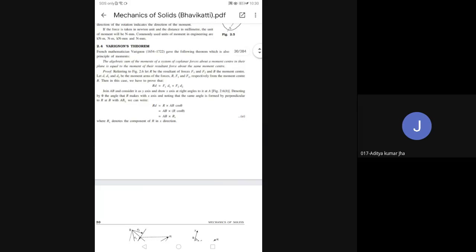Okay, the moment center has been taken somewhere outside the drawing, as the theory says the algebraic sum of the moments of a system of coplanar forces about a moment center. Moment center is nothing but a point about which the moment is to be taken, in their plane, is equal to the moment of the resultant force about the same moment center.